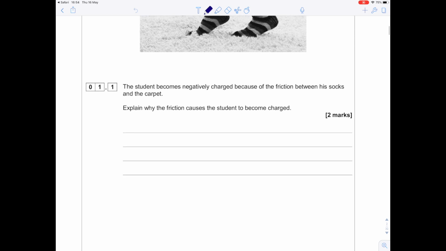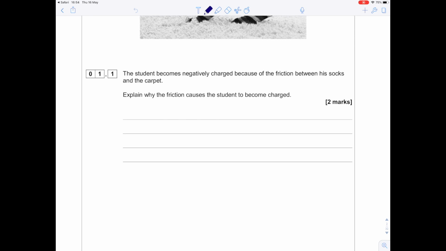This answer is always the same. It's to do with static electricity, and it's basically due to the transfer of electrons. And say, because it's worth 2 marks, which direction that occurs in, and that is from the carpet to the student, because the student becomes negatively charged.